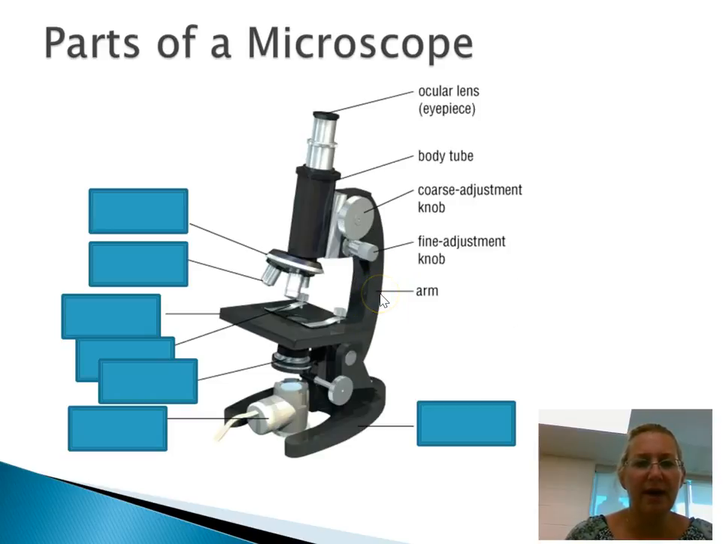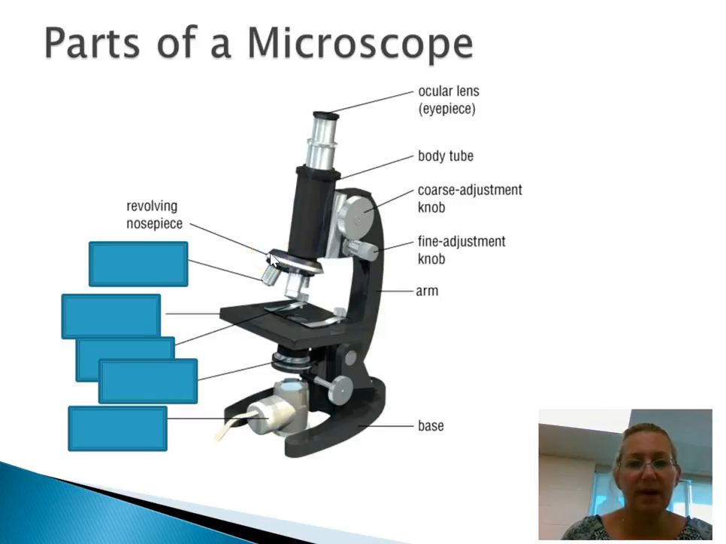Now down here we have the arm of the microscope, and obviously at the bottom we have the base of the microscope. Now moving over to this side, we have the piece that spins around, which is called the revolving nose piece, and attached to the revolving nose piece are the objective lenses. The microscopes we'll be using have 3 different powers of objective lenses.